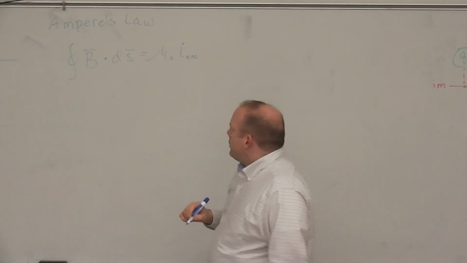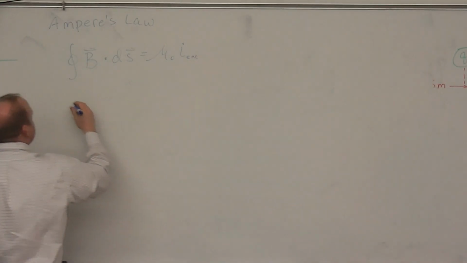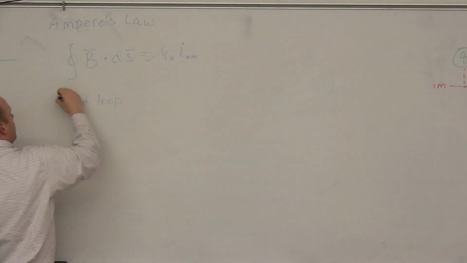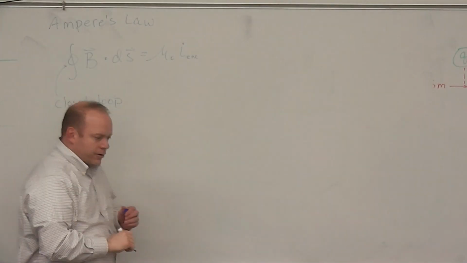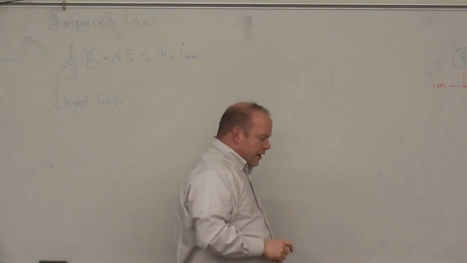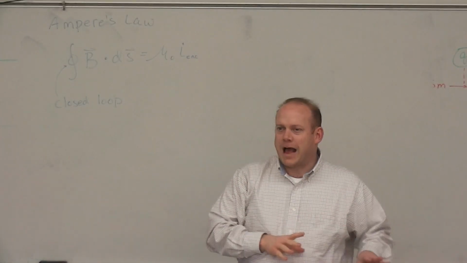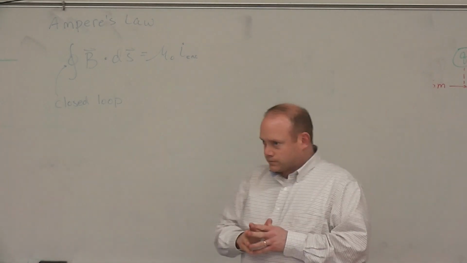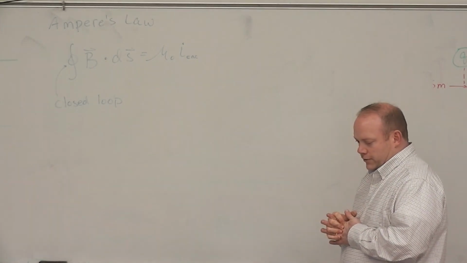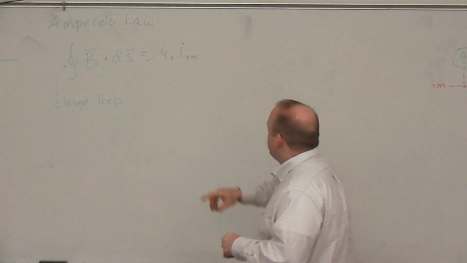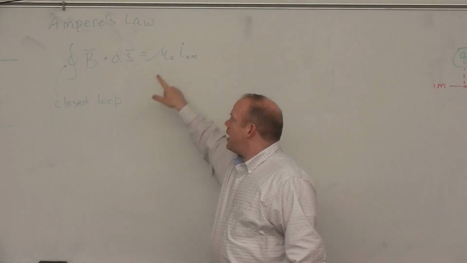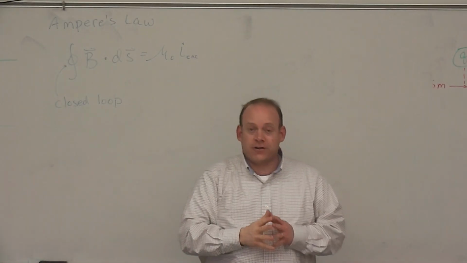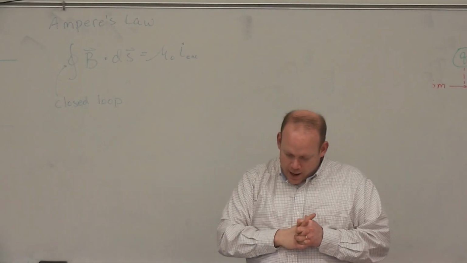All right, so now, what does this mean right here? This means that it's a closed loop. That little circle there means it's a closed loop. So we're going to integrate about something that's a closed loop. When we did it for Gauss's law, it was a closed surface, so this is a little bit different, but either way, it has to be closed. The ENC here means all the net current that is inside our loop, and it's called an Amperian loop.